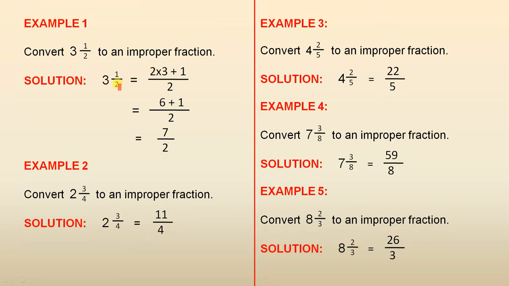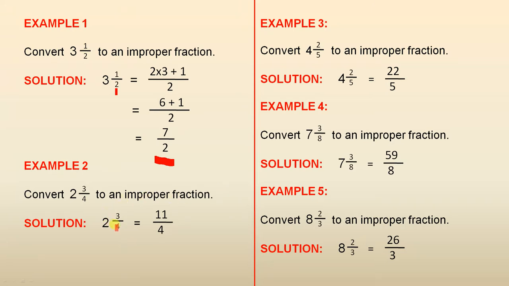You take the denominator, which is 2, you multiply it by 3, and you add 1. So it's 2 times 3, then you add 1, and you put all that over 2, which is the denominator. 2 3s are 6, plus 1, all over 2, which is 7/2, and that's the answer. So 3 1/2 is 7/2.